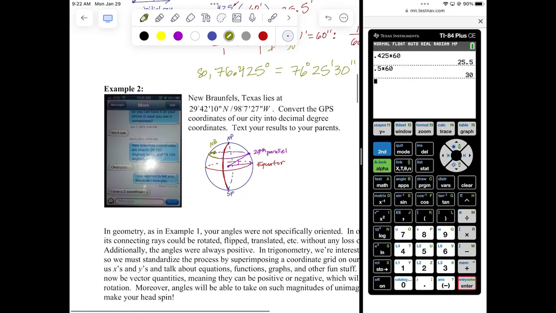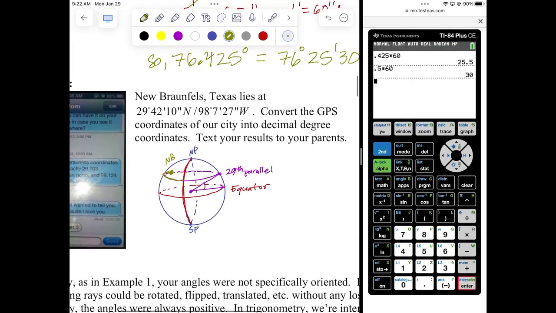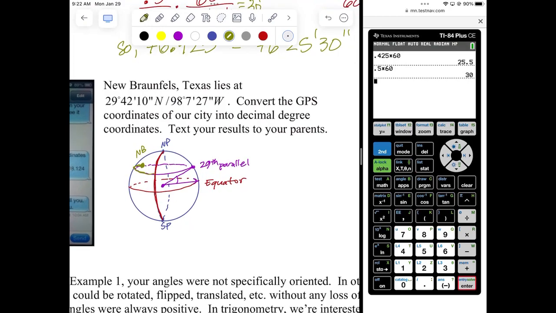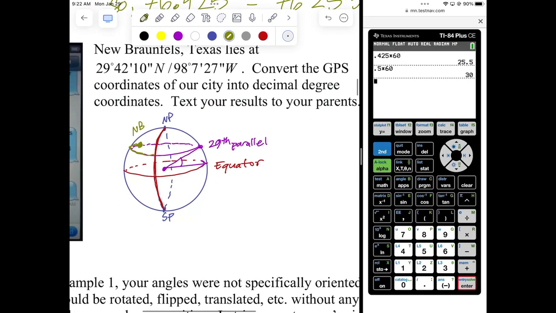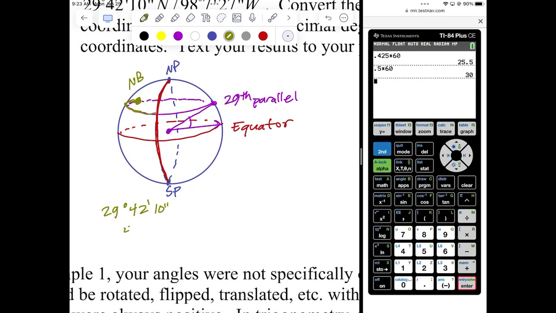Now, I want to figure out what those are in decimals. So I'll do the first one with you. Let's convert 29:42:10 to decimals. So 29 degrees, 42 minutes, 10 seconds. And you can do the other one. So we're going to take the 42.